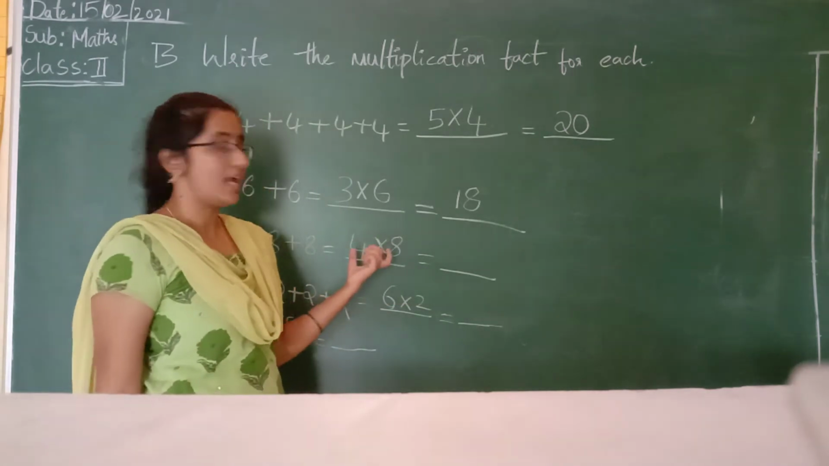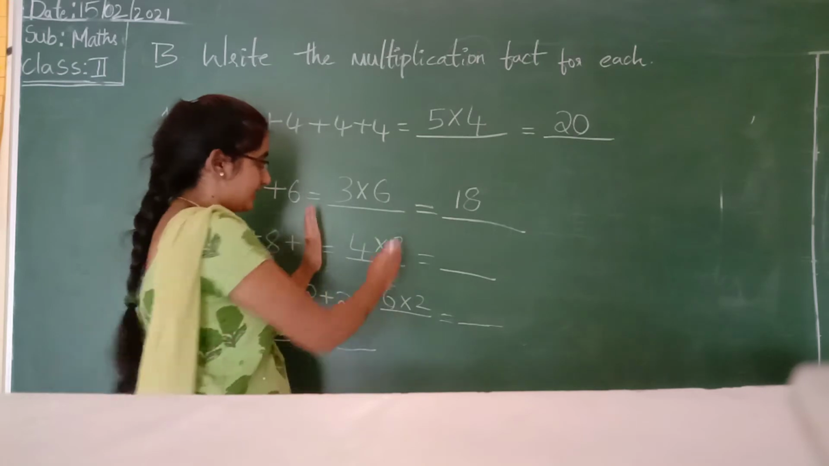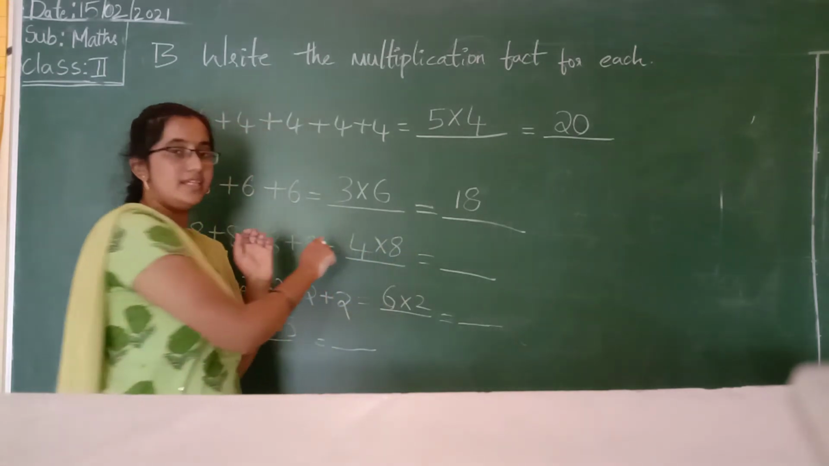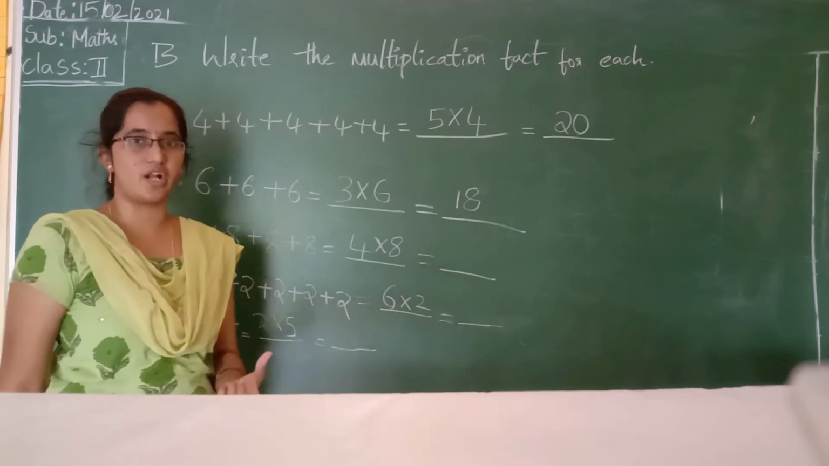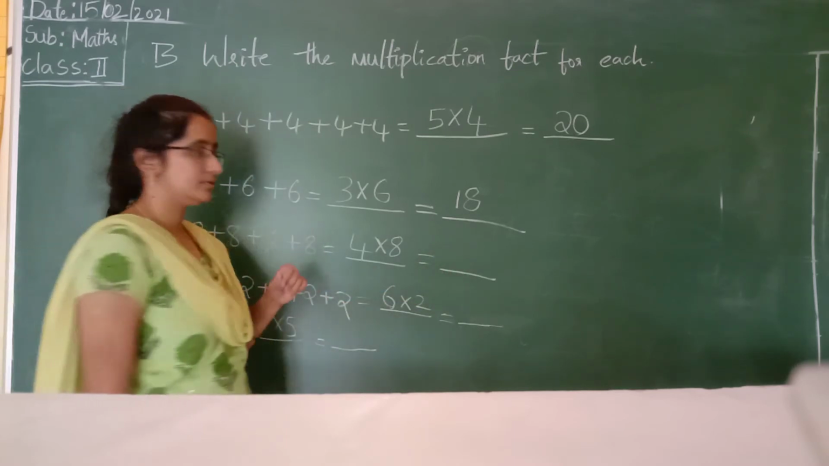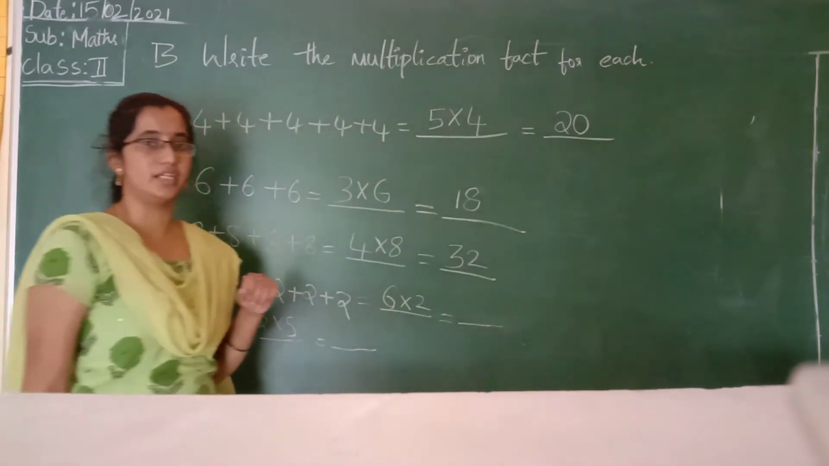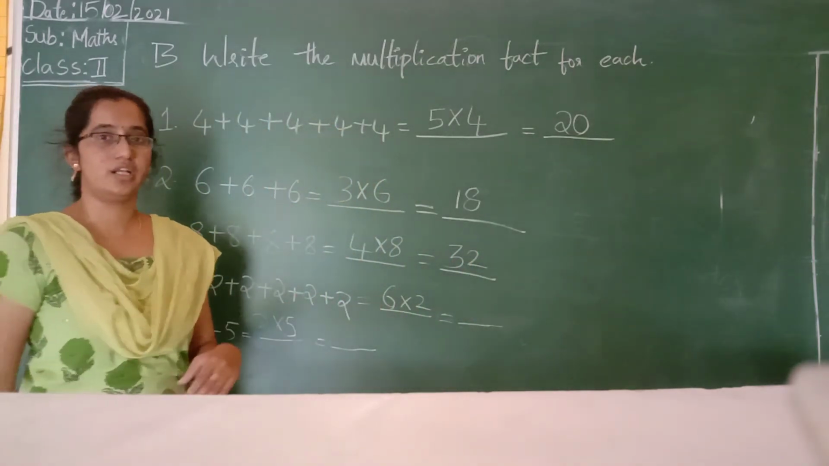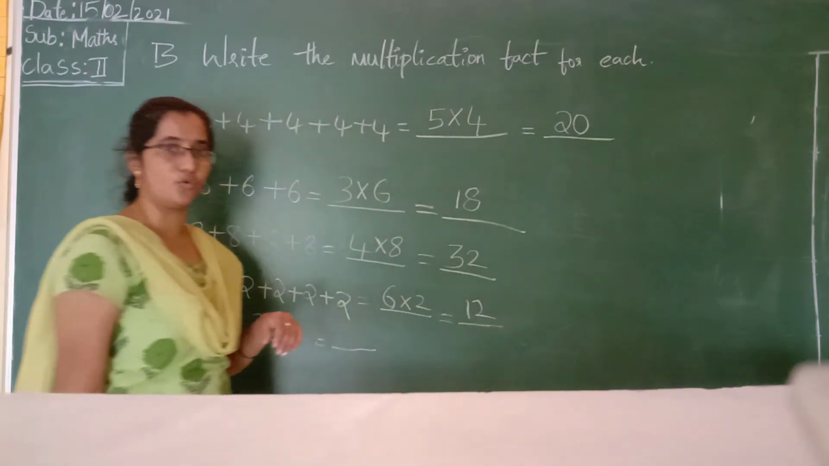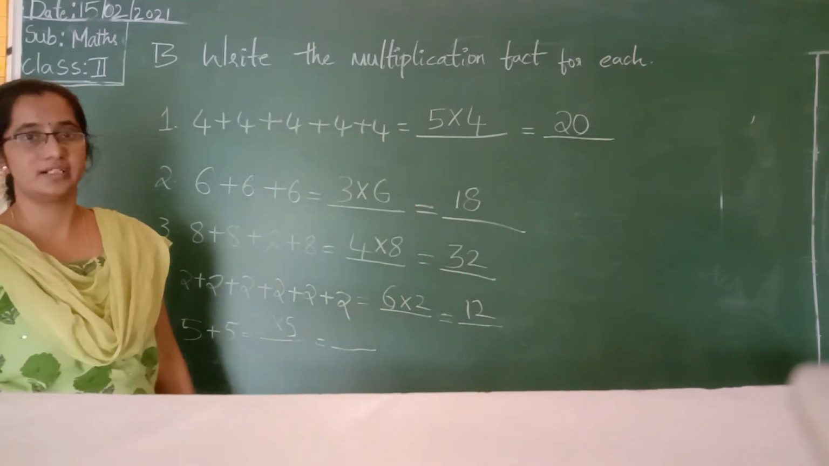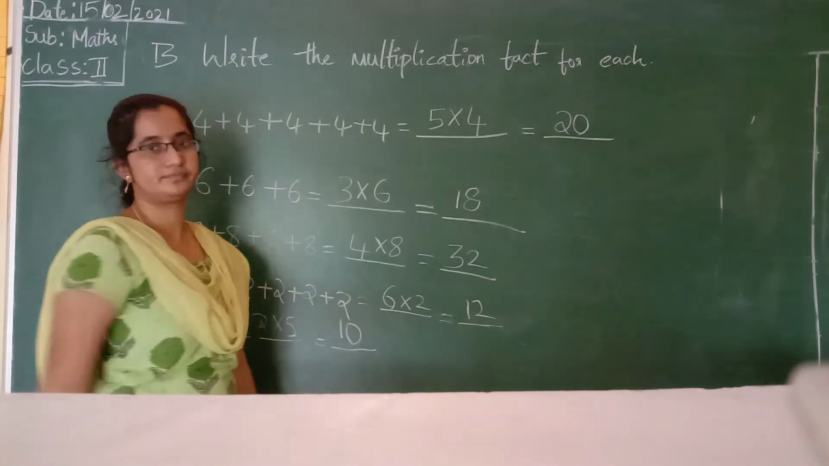The answer of this multiplication we will call the product. The result of this multiplication we call a product. 4 eights are 32. 4 into 8 is 32. Next, 6 twos are 12. Then 2 fives are 10.